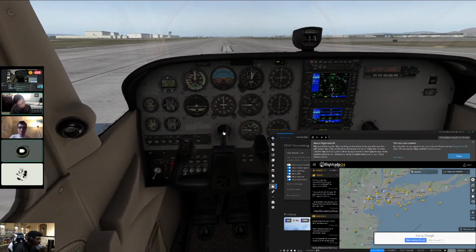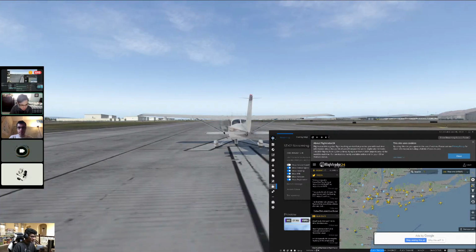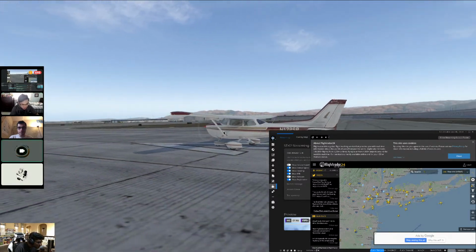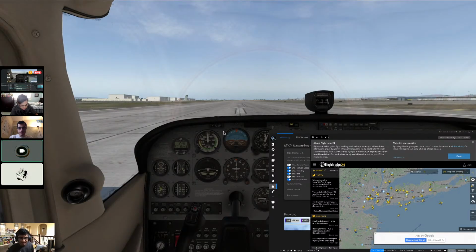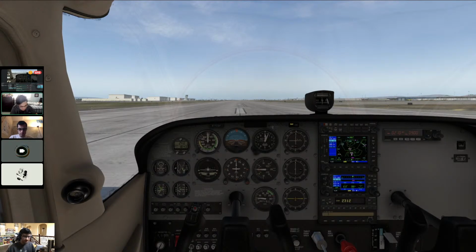What is your call sign? Should I just make a random call sign? It just says November 172 Sierra Papa. You can make up a random one if you want. What runway are you on? 30 left at San Jose Airport.